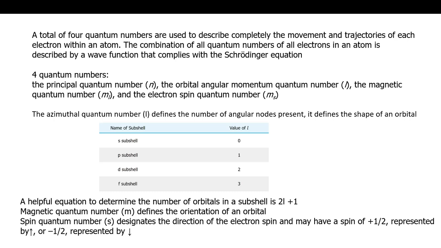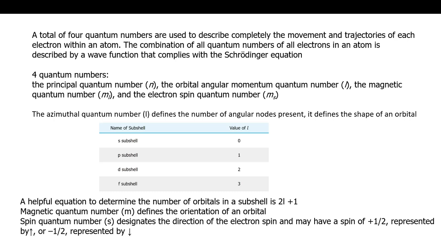The magnetic quantum number m defines the orientation of an orbital. The spin quantum number, ms, defines the spin. Either your electron can move in a clockwise direction or in an anti-clockwise direction.